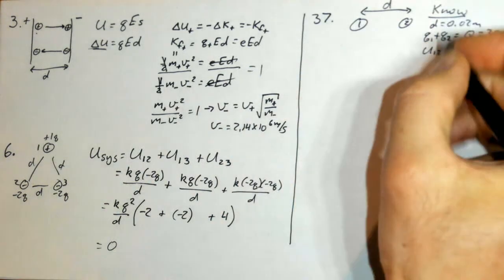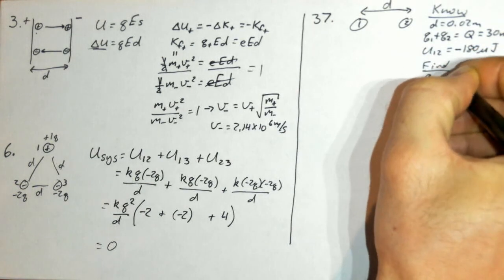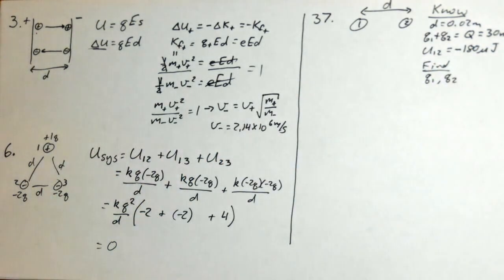Okay, and what are we trying to find? We're trying to find Q1 and Q2 separately. What are their separate values? Okay, so with that setup, what would you do next? What main ideas and main concepts would you start with?